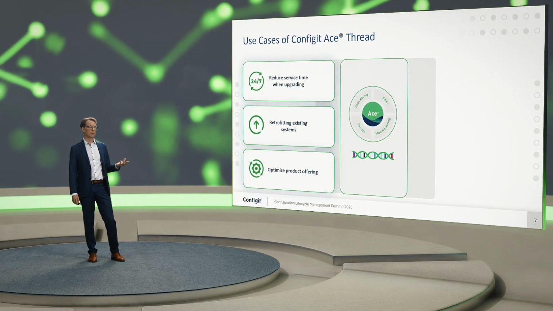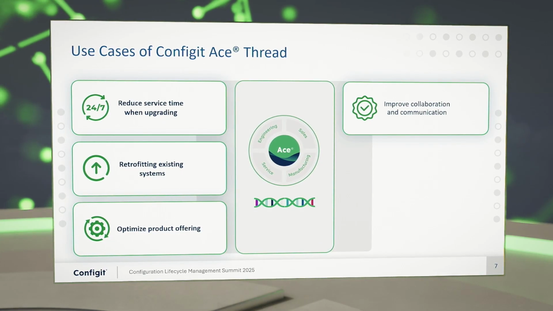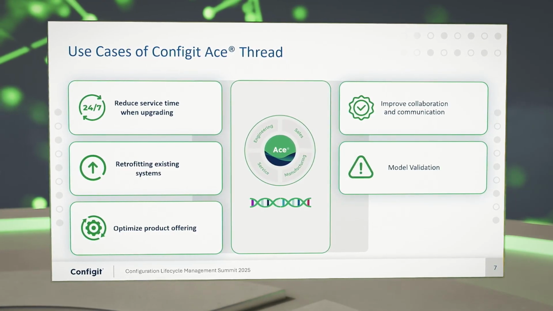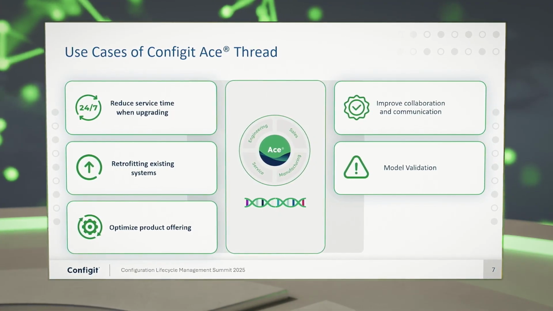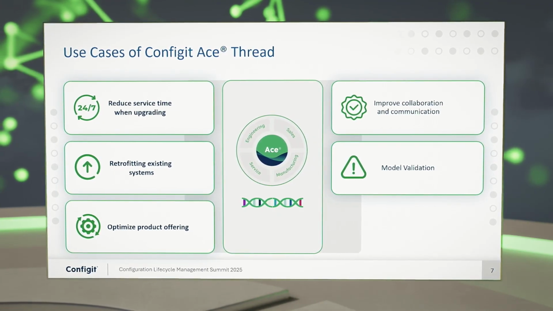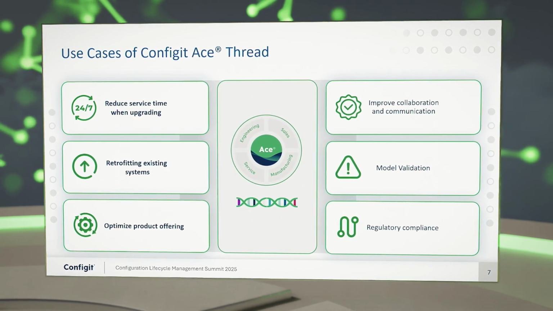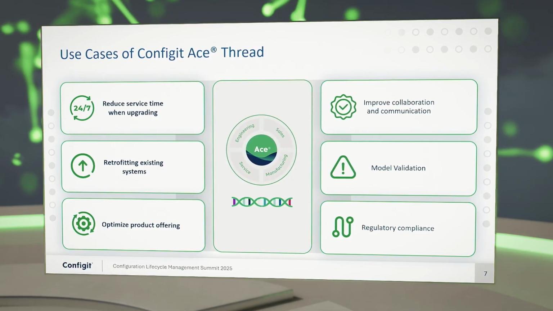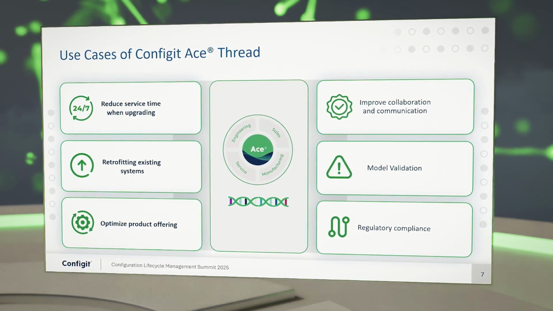We have a use case about how you can optimize a product. We have use cases that talk about how you can improve collaboration using configurations. We also have examples of how configurations that you have stored can be used for validating the models that you are working on. And finally, I have a little bit about how having a centralized configuration store can help you in supporting regulatory compliance.